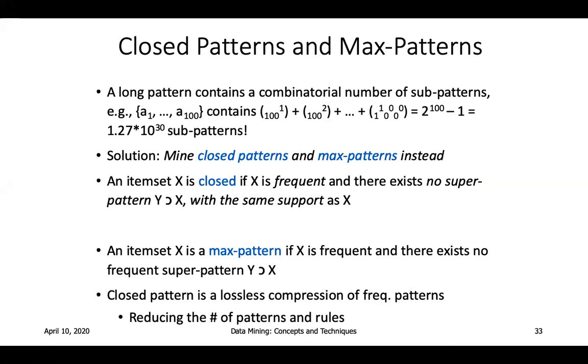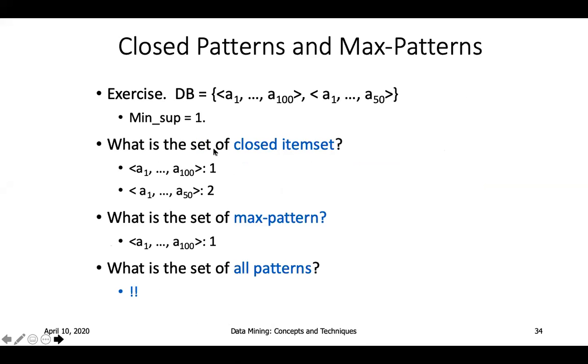Now a closed pattern is a lossless compression of frequent patterns, reducing the number of patterns and rules. Here you can find the set of closed itemsets. Let's say the example: there are transactions A1 to A100 and another transaction A1 to A50. The minimum support value is 1, that means one transaction. Now what is the set of closed itemsets?